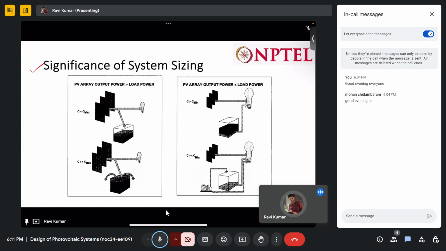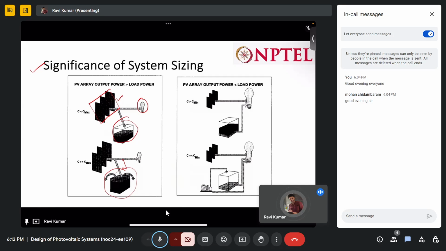In this particular case, we have PV modules, and they have enough generation, so they are supplying to the load as well as to the battery. But sometimes it can oversupply the battery. So in this condition, our battery is full, but it is still supplying more. So this is one condition.